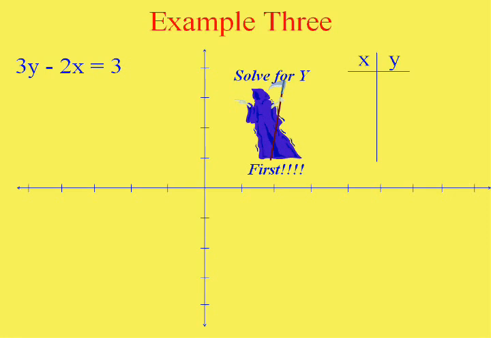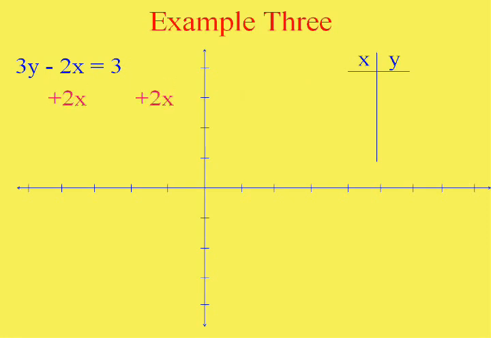Now let's look at who's keeping y from being alone. There's a minus 2x and a 3. Let's begin by adding 2x to both sides. Now I'm going to divide everybody by 3. Be careful, I've got to do it to everybody.